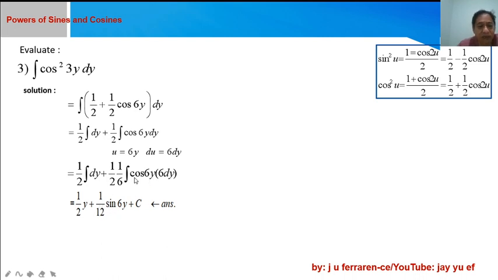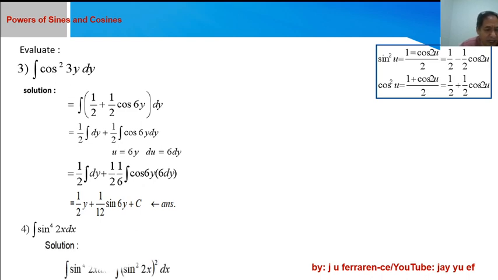The integral of a cosine u du is sine u. So, sine of 6y plus c as my answer. So, it will take time if the power will be increased. Say, I have a sine to the 4th power. It means there is sine squared. And again, that is raised to another power 2.